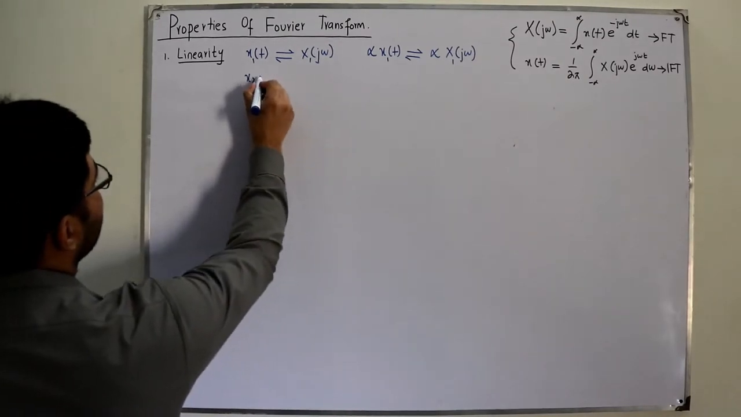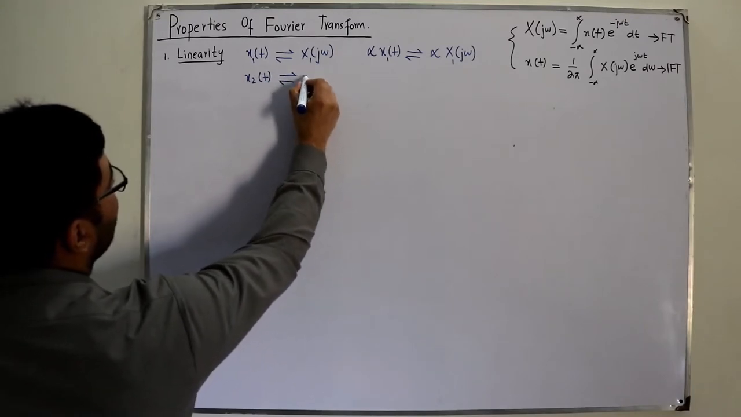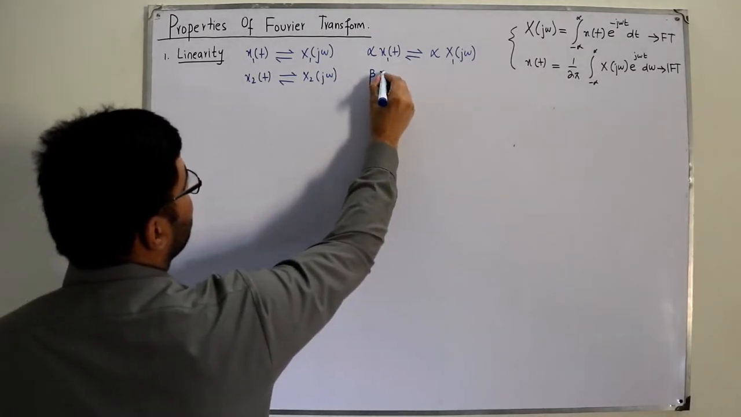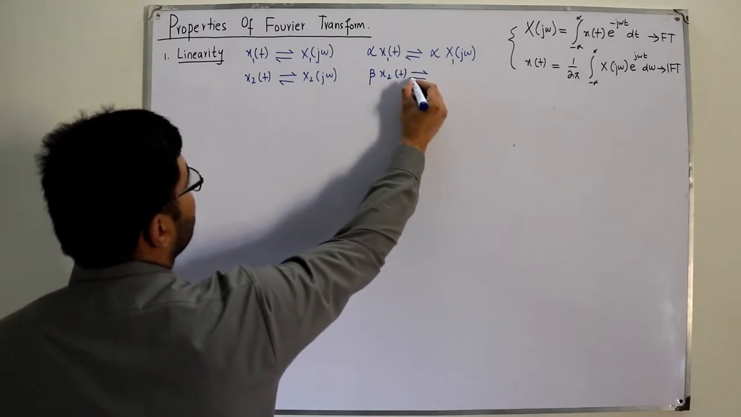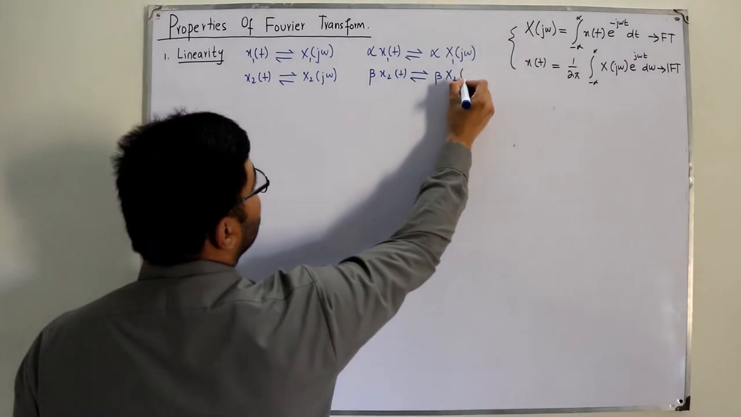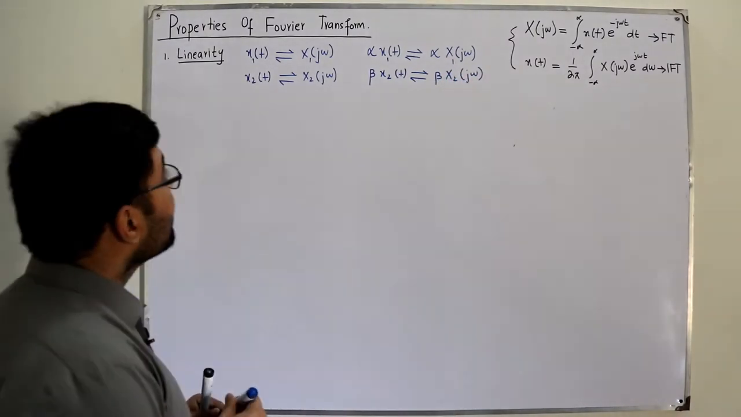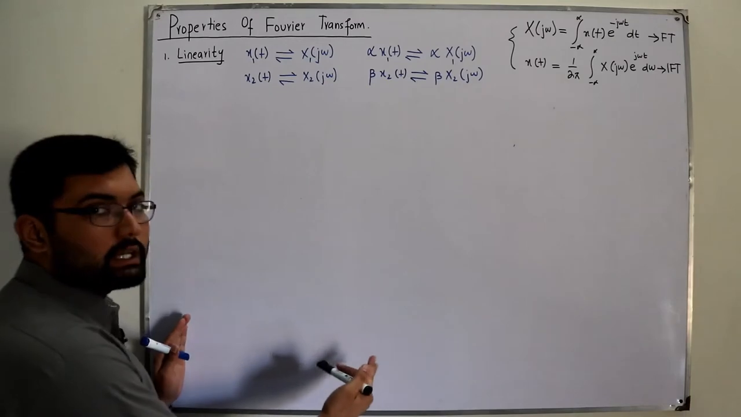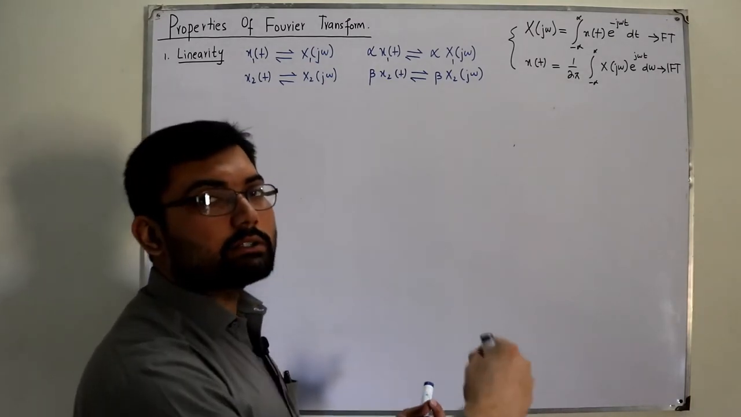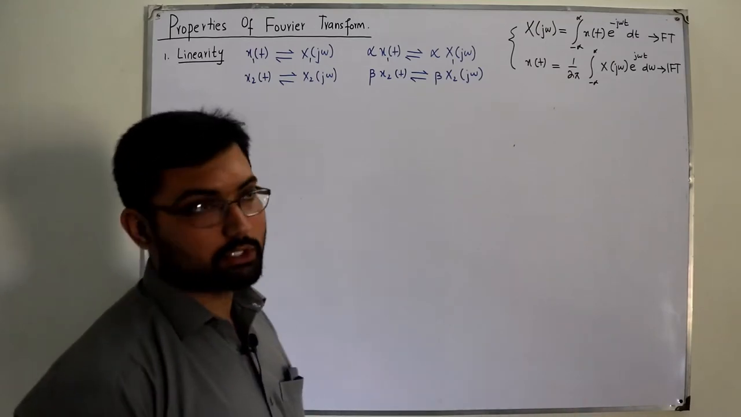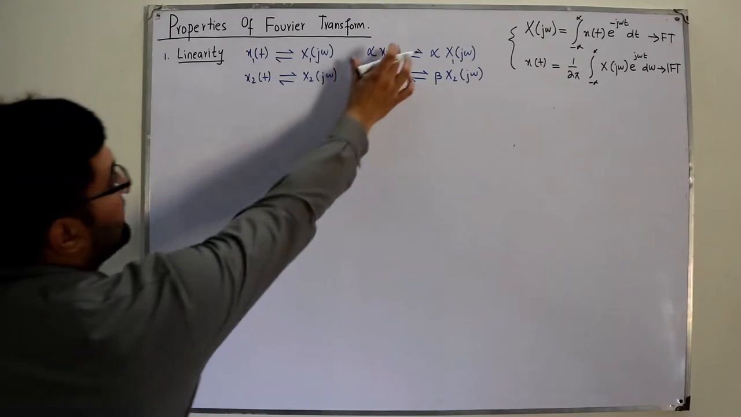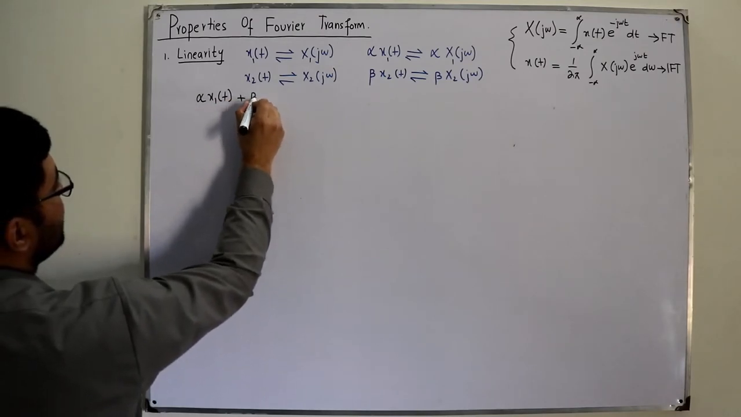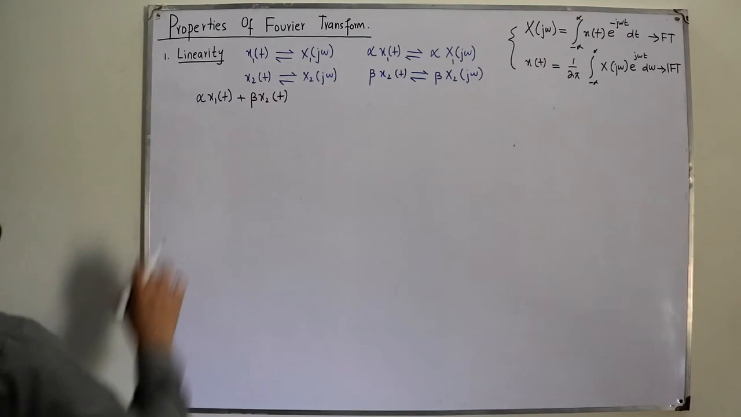If I have a signal, let's say x2 of t, it has a Fourier transform x2 of j omega. If I multiply this by some scaling factor beta times x2 of t, it gets multiplied in the frequency domain as well by the same factor beta times x2 of j omega. What does the property of linearity say? If x of t in the time domain is a linear combination of two or more signals, in the frequency domain the Fourier transform is a linear combination of the individual Fourier transforms. How is that? So let's say I take in the time domain these two signals, which means that my alpha times x1 of t is added to beta times x2 of t. So this is a linear combination of these two.